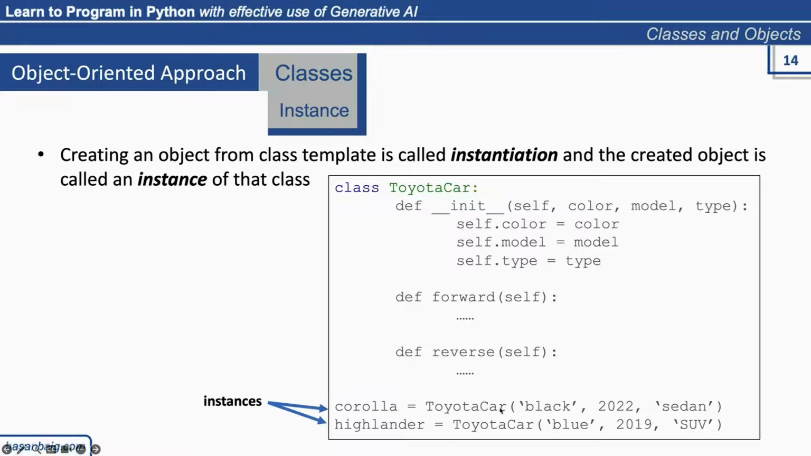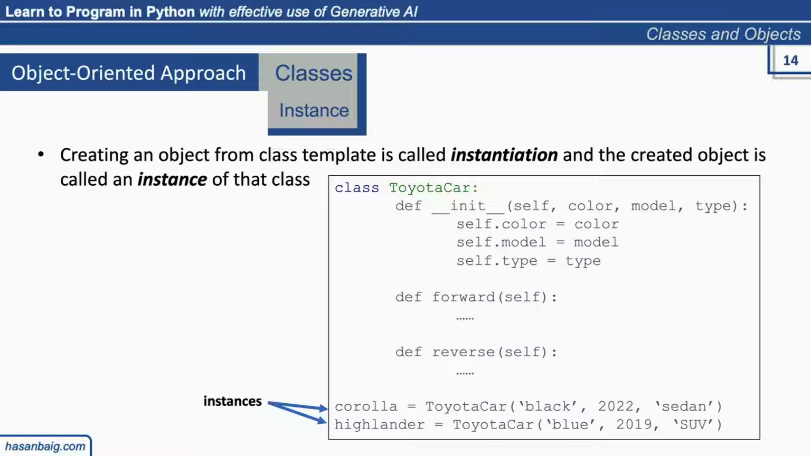So here Toyota car is the class template. I would specify Toyota car and pass these three parameters. Why am I passing these three parameters? Can anyone tell me? I talked about the initializer method. So when I create an object, I give it a name, Corolla. Whenever I create an object, the initializer method will automatically run.